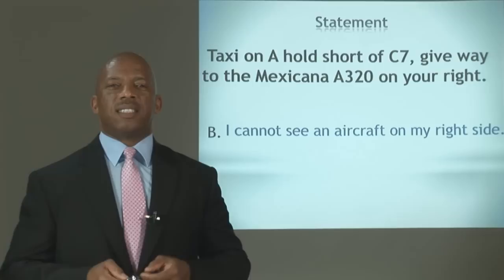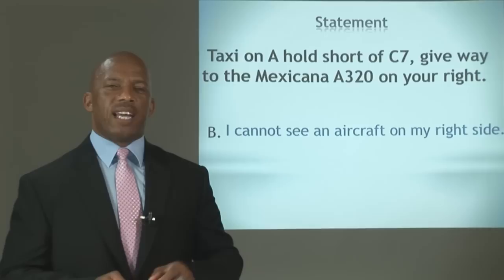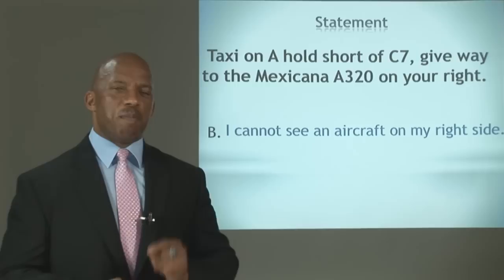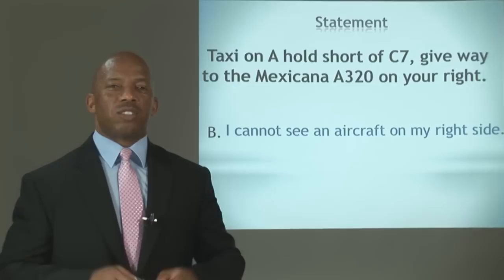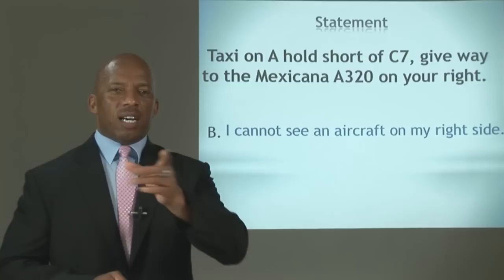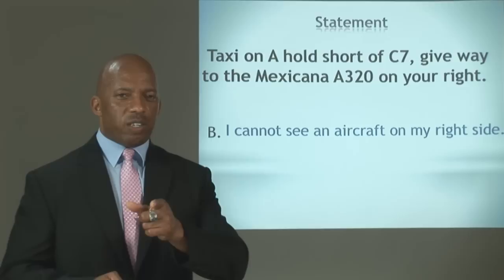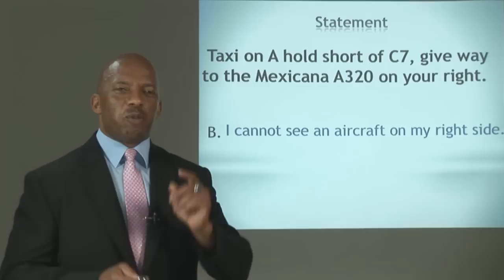Okay, I cannot see an aircraft on my right side. That might fit into our answer here, right? I cannot see an aircraft on my right side. And if you remember, I did on my right side in chapter 1, right? So you should know exactly what we're talking about. So, of course, you see give way to the Mexicana A320 on your right. Then here we have, I cannot see an aircraft on my right side. So I would make a really strong note on this one as a possible answer, right?